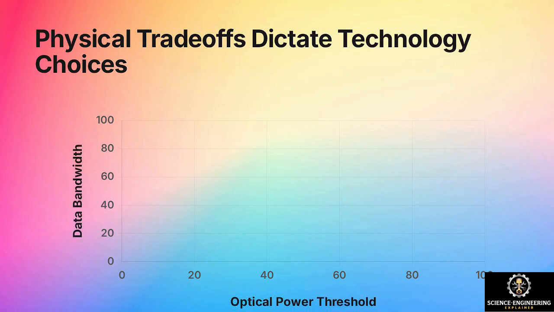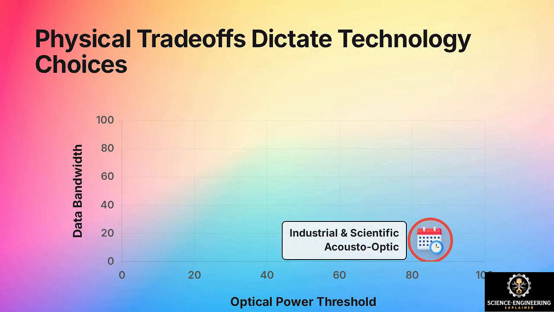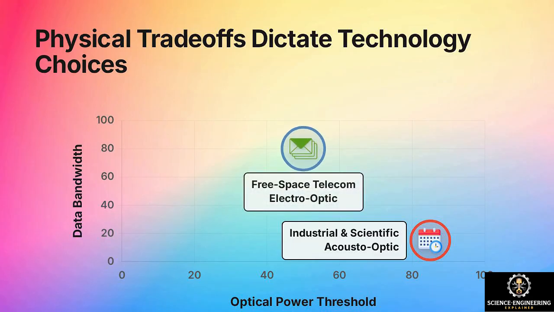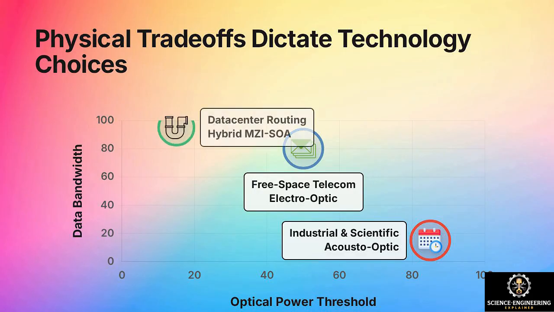We have data bandwidth requirements on the y-axis and the optical power or damage threshold on the x-axis. Industrial and scientific lasers sit in the high-power, low-bandwidth quadrant, where raw beam control matters more than data transmission speed. Free space telecom sits at the opposite end, requiring extreme bandwidth with moderate power thresholds. Data center routing occupies the final quadrant, where massive bandwidth scalability is required at relatively low power levels.